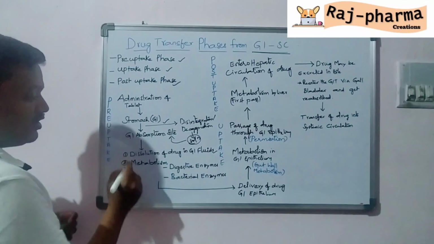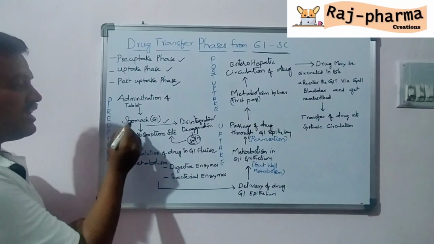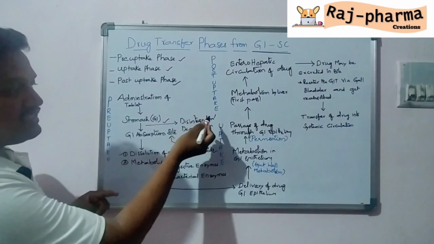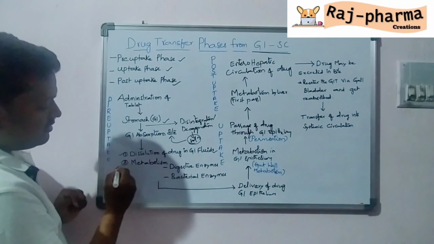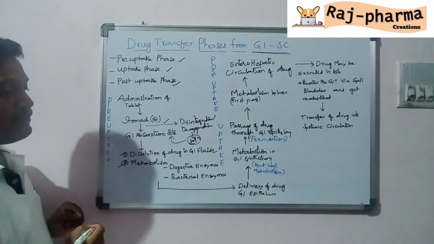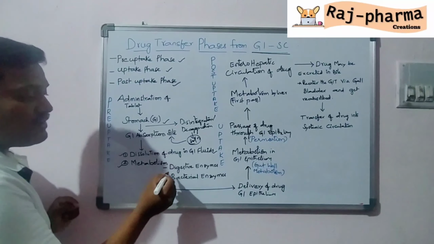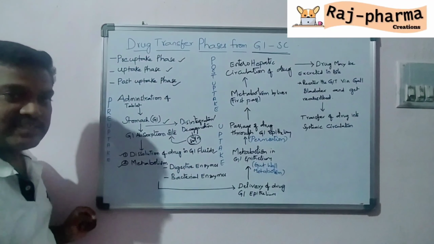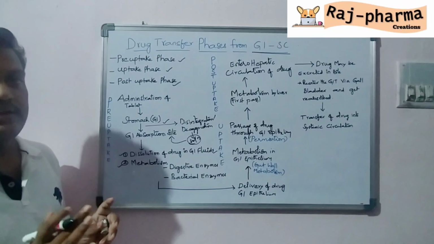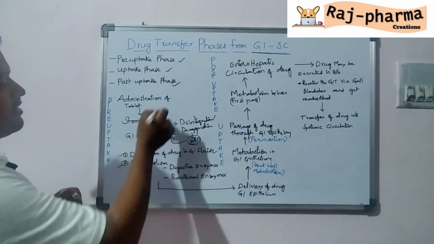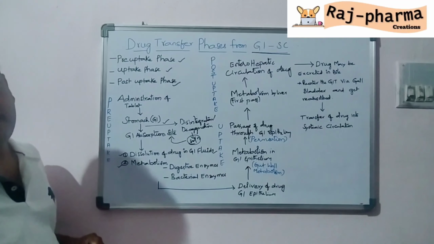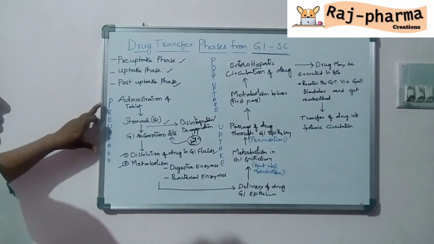Two things happen whenever the drug enters the stomach. One is dissolution, and before the dissolution, disintegration and deaggregation. Then there will be metabolism. There are digestive enzymes and bacterial enzymes in the stomach, and because of these, metabolism takes place. These are called the pre-uptake phase.